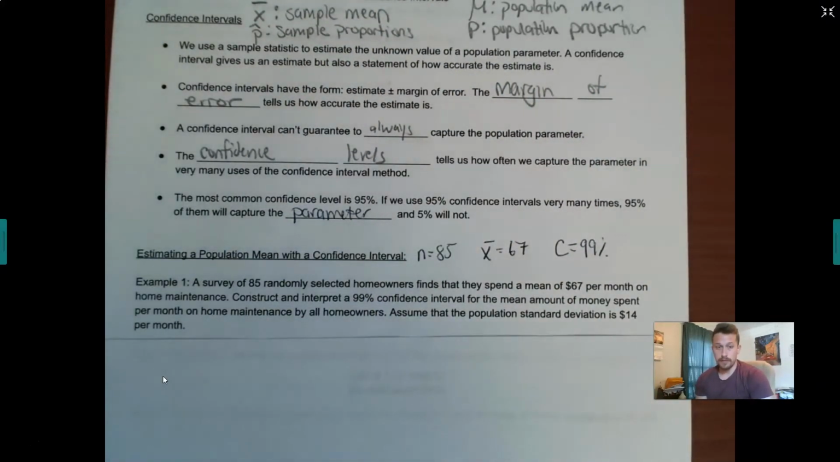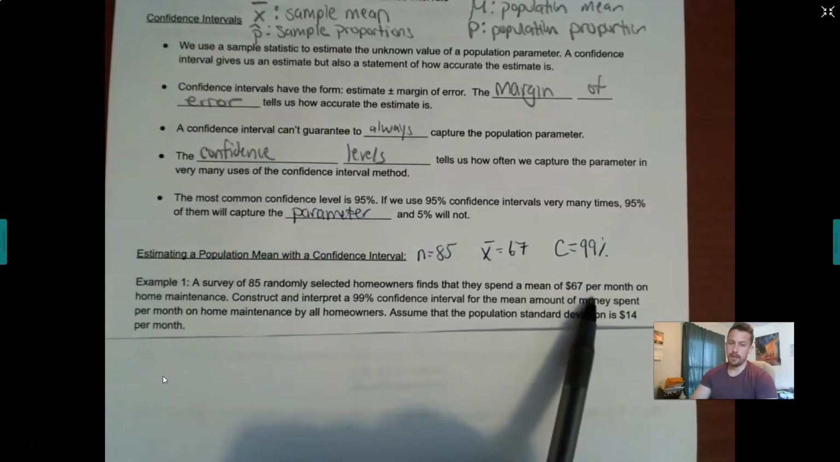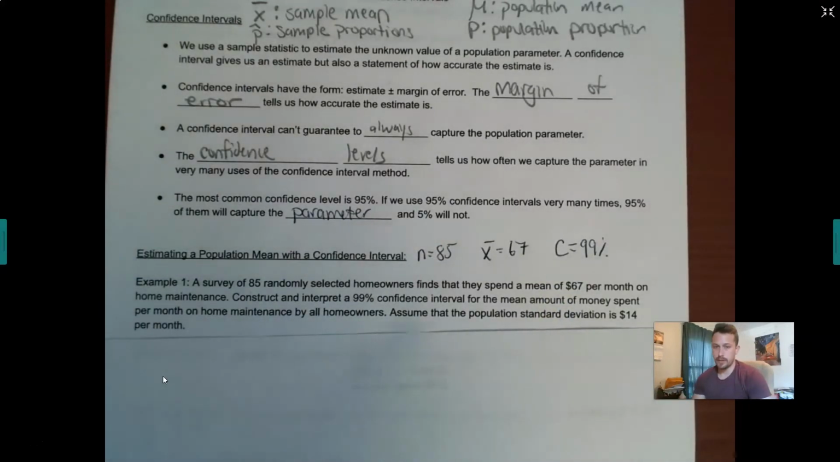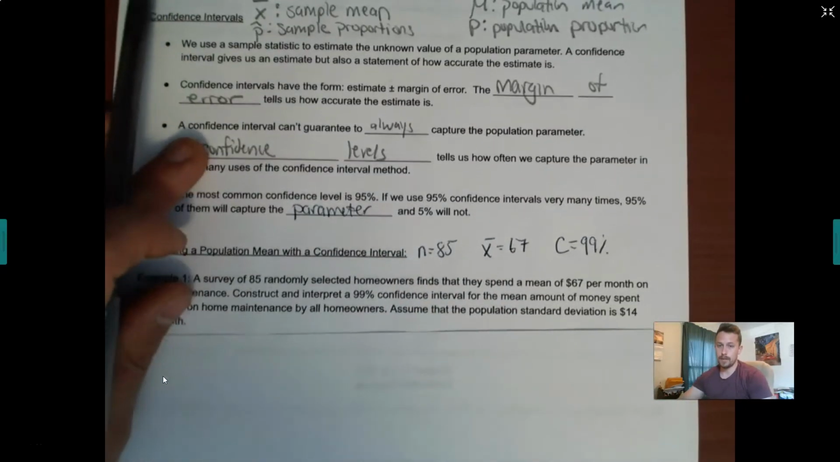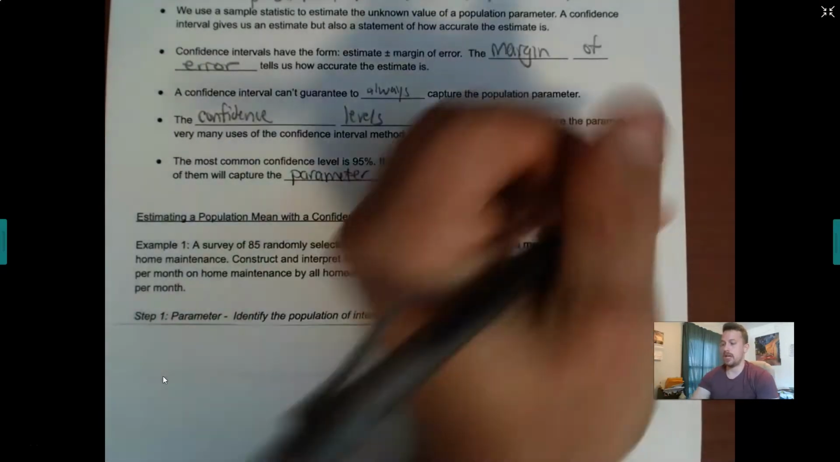So this is going to predict, based off of the sample of 85 people, which had a mean of $67 per month, the amount of money spent per month for the entire population. And we're also assuming that the population standard deviation is $14 per month.